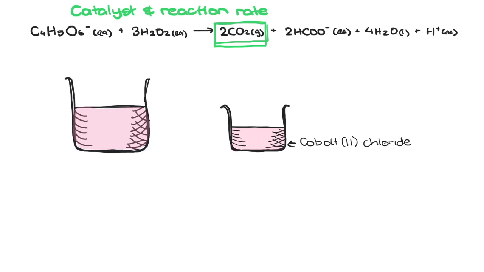So how does it do this? Well, simple. By changing the pathway of a reaction so that the bonds can be broken and reformed more easily, which is ultimately changing the activation energy.